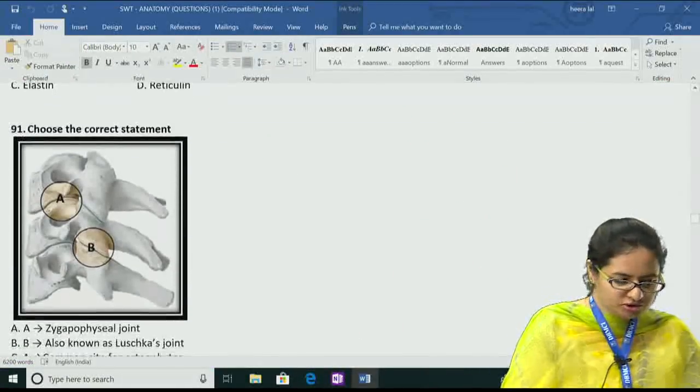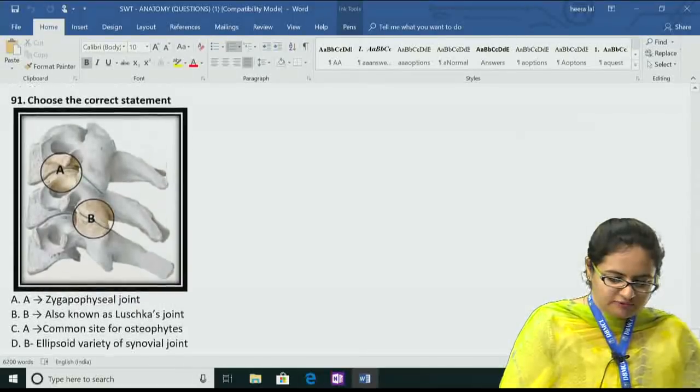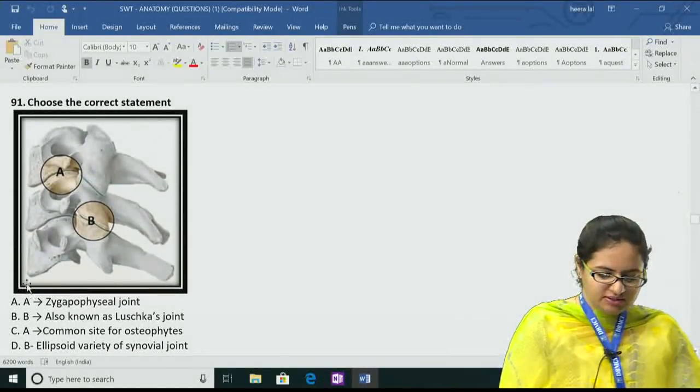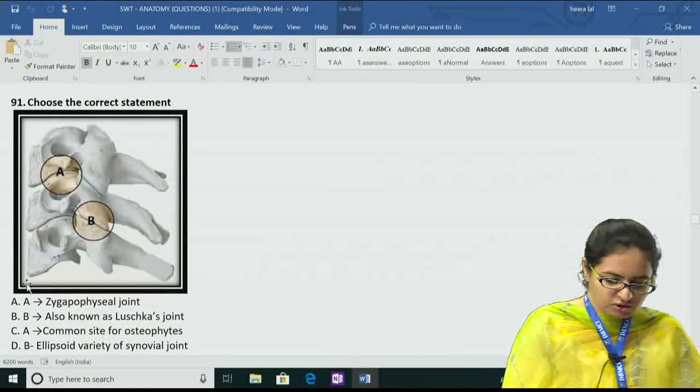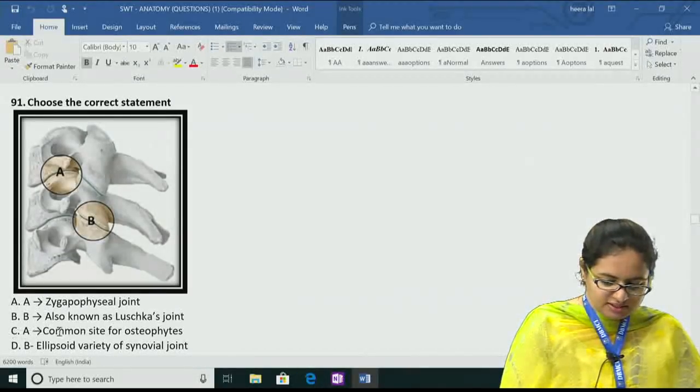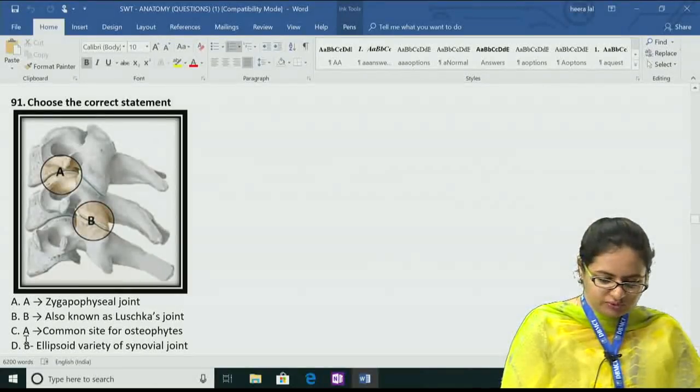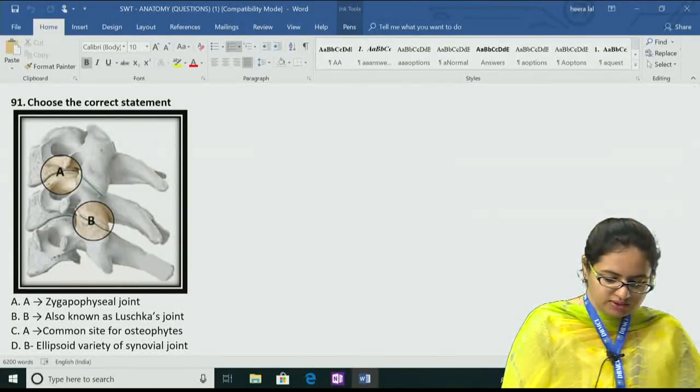Now for question number 91, we have to choose the correct statement. In this, A is wrong as well as B is wrong, which we have just mentioned. Then C says that A is a common site of osteophytes. Yes, this is correct. For option D, we have already mentioned that this is a plain type of synovial joint. So the answer for question number 91 is C.